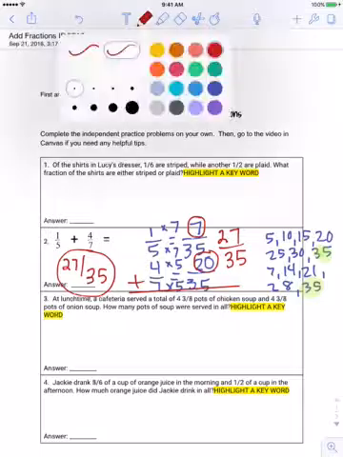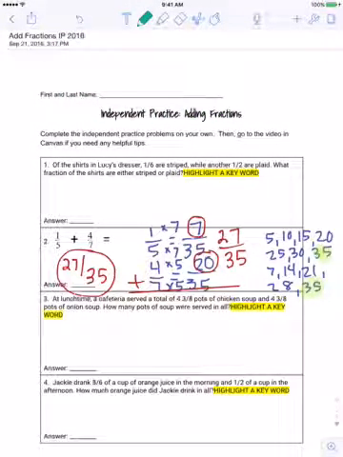I'm going to also do number 3. So in number 3, it says at lunchtime, a cafeteria served a total of 4 3/8 pots of chicken soup. So I'm going to highlight that. And 4 3/8 pots of onion soup. How many pots of soup were served in all? Well, I have 4 3/8 and I have 4 3/8.